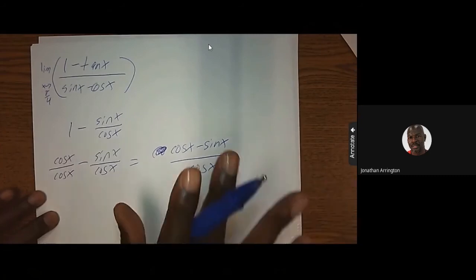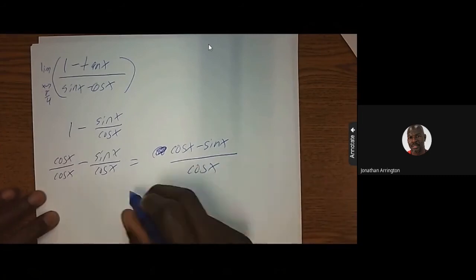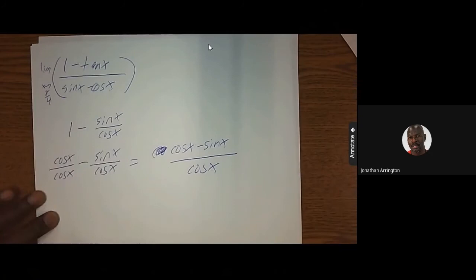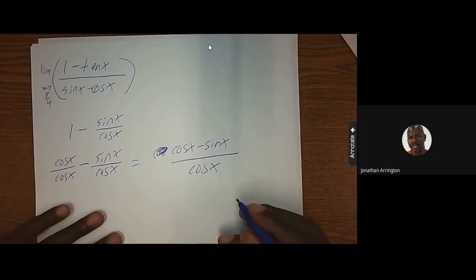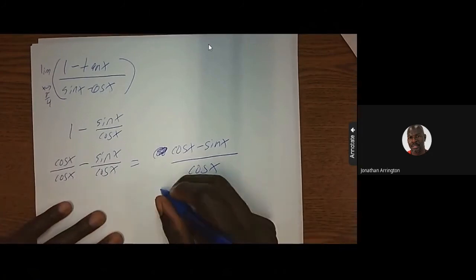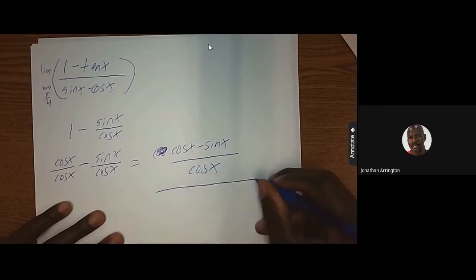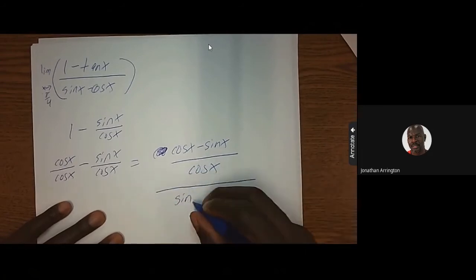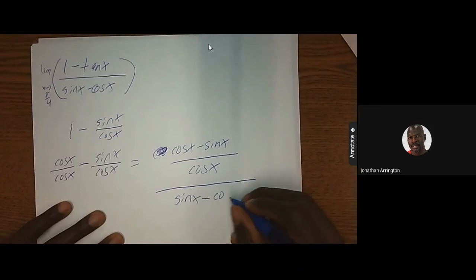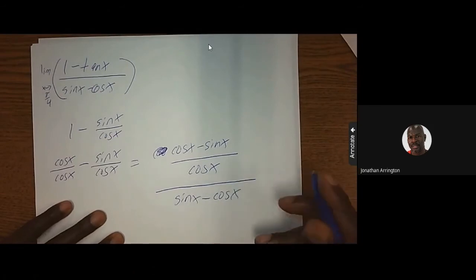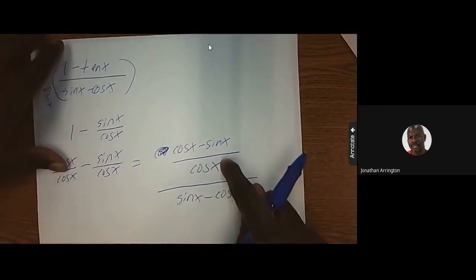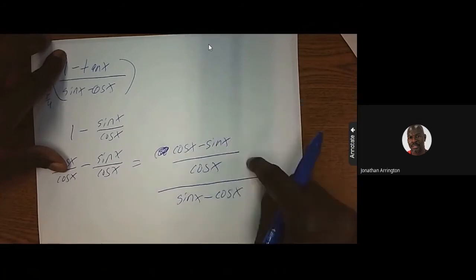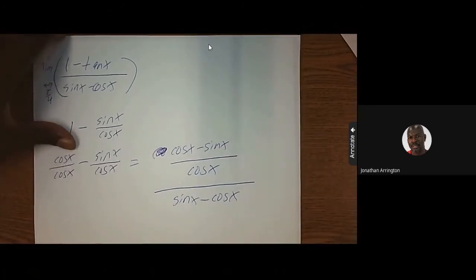I'm not going to write it. I'm going to show you why in a second. So this is supposed to be over sine minus cosine. Well, actually, maybe it may be beneficial to write that. So this next part, hopefully people are with me. So that's over sine x minus cosine x. Okay, so basically this fraction is being divided by sine x minus cosine x.